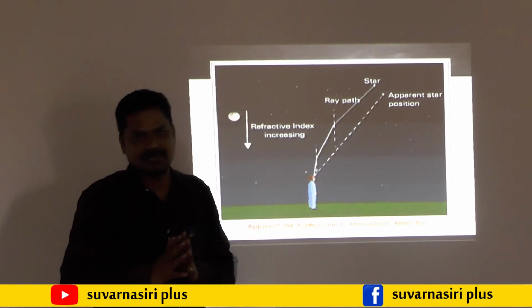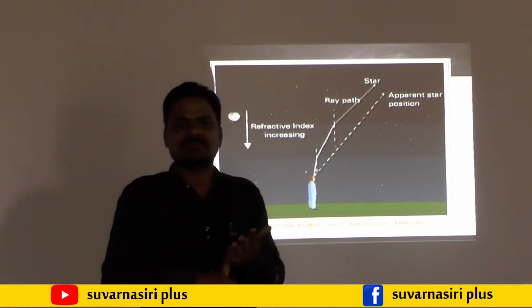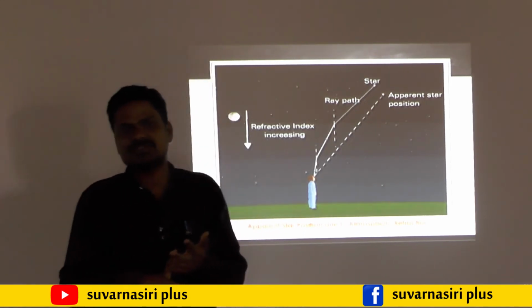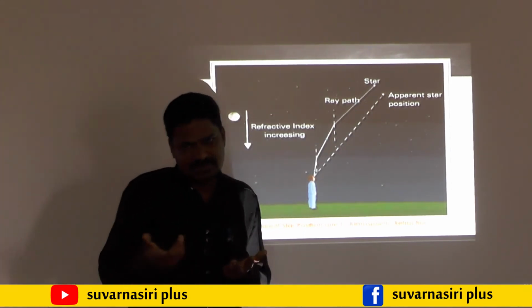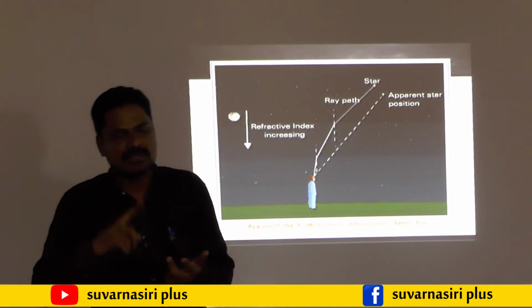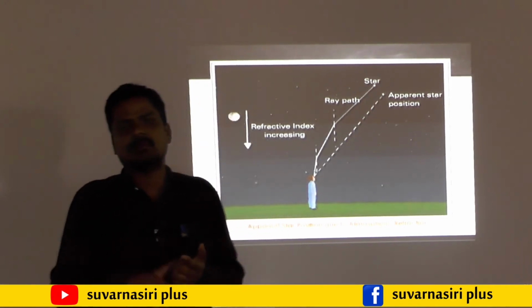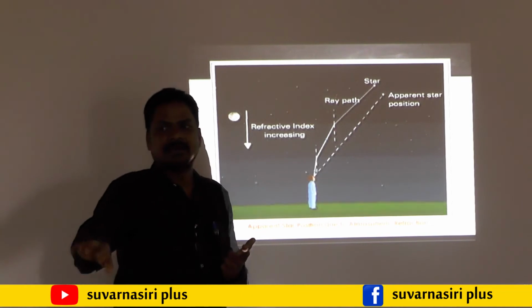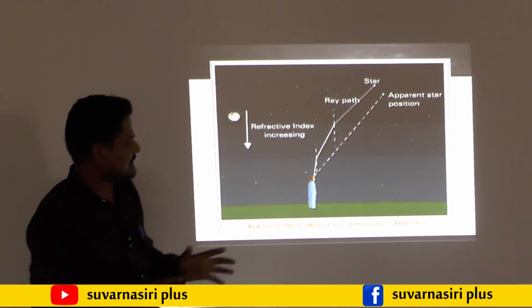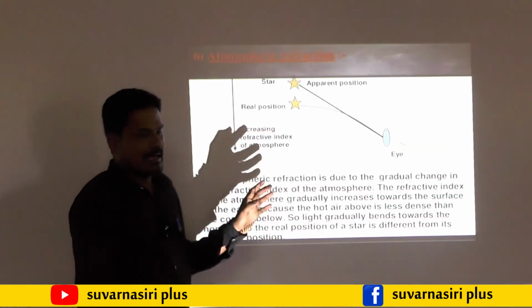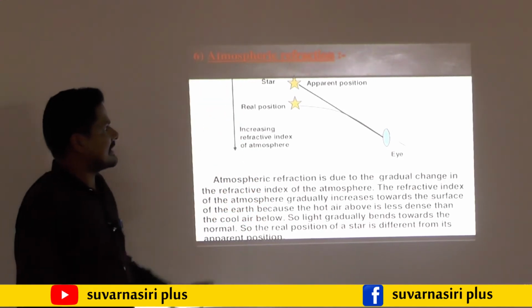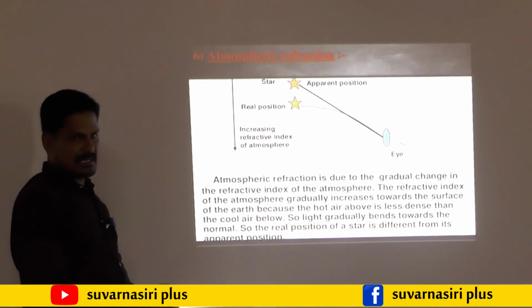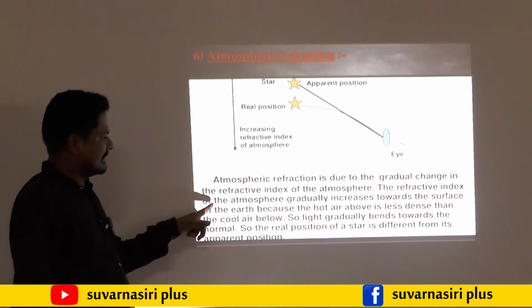So in the examination, why the apparent position of a star and the actual position of a star are different is because of atmospheric refraction. And next, why the stars are twinkling, because of atmospheric refraction. So these are the concepts we have to learn. And next, here there is a star's apparent position and real position. Already we learned this in the previous section.